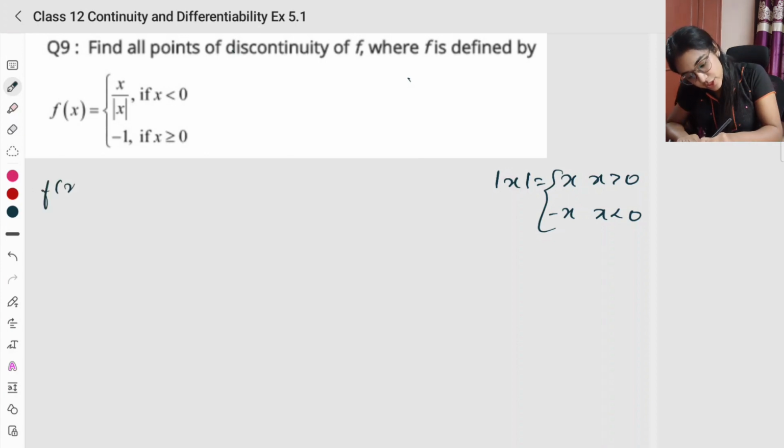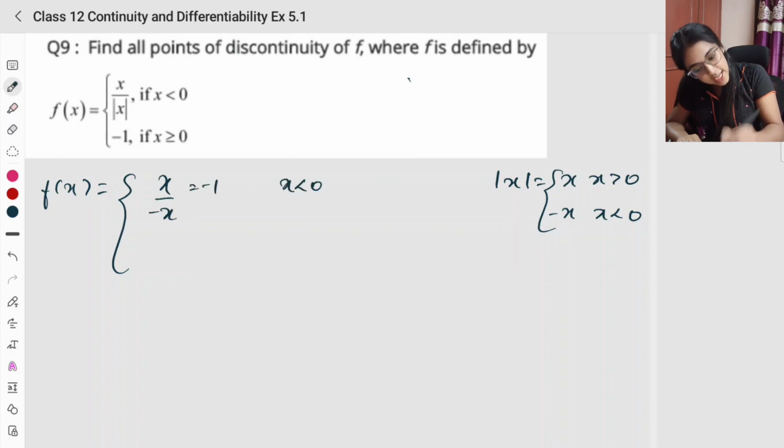How can I rewrite the question? F of x is equal to x divided by minus x, which is minus 1 when x is less than 0. Same as the previous question. And 0 when x is equal to 0. It is not 0 in this case. It is minus 1. So it is going to be minus 1 when x is greater than or equal to 0. Then for x greater than 0 also it is given that it is minus 1 when x is greater than 0.